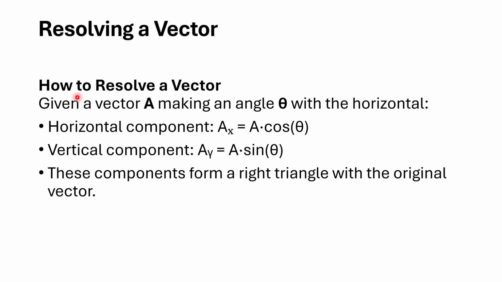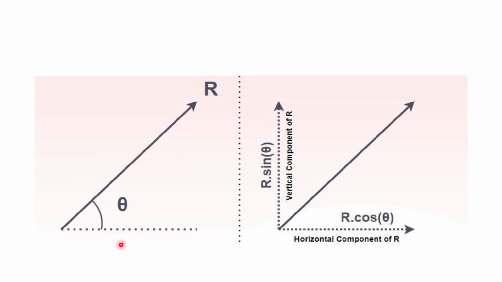How to resolve a vector? This is the way. Given a vector A making an angle theta with the horizontal, the horizontal component Ax will be A cos theta, and the vertical component will be A sin theta. These components form a right triangle with the original vector. For example, over here we have an example.